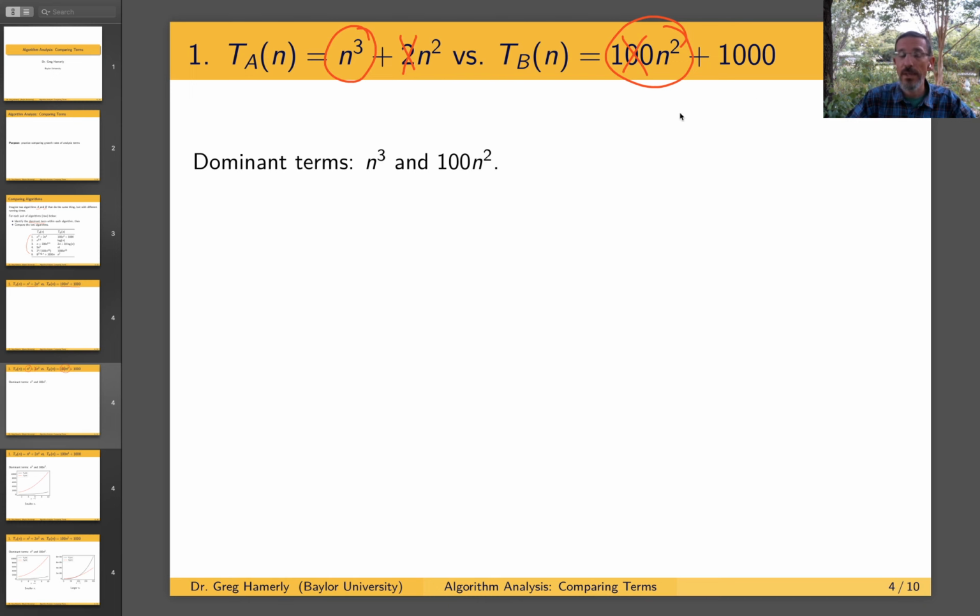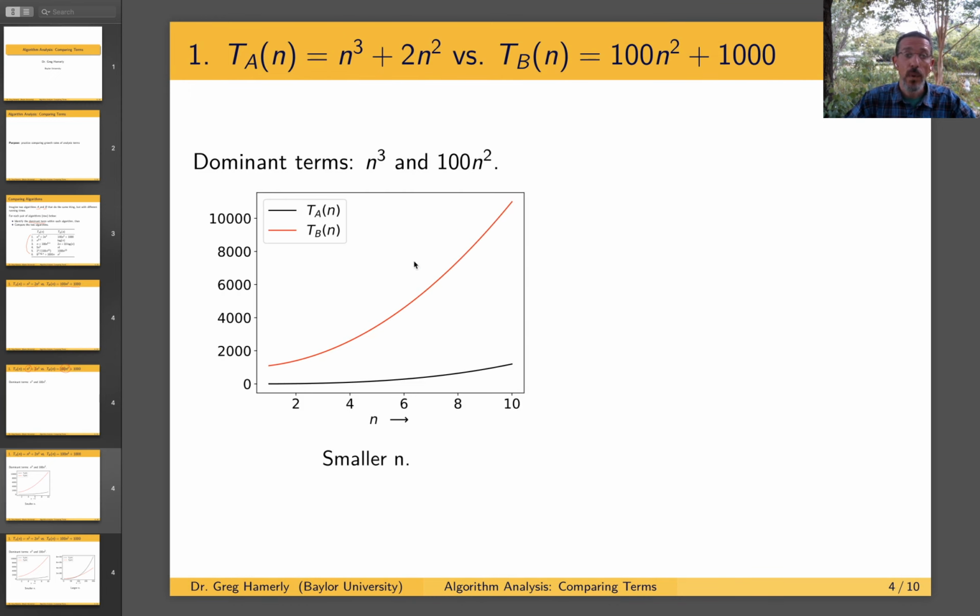So let's look at what these actually look like for different ranges of n. When n is small, okay, so n up to 10, then the A function is growing like this, right? This is T sub A, and the B function is up here. So it looks like B is growing quicker. And indeed it is for small values of n.